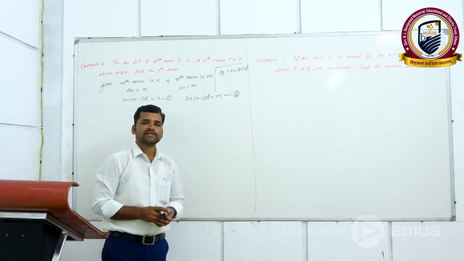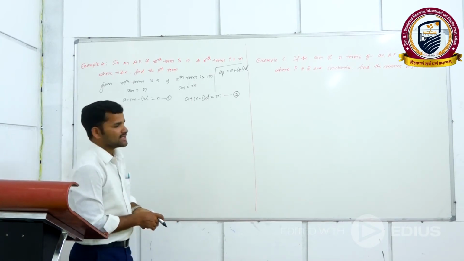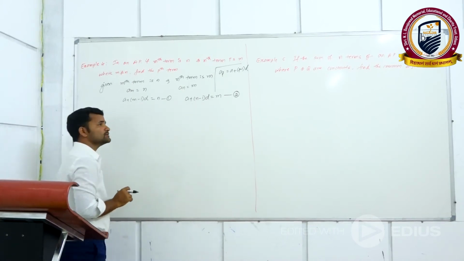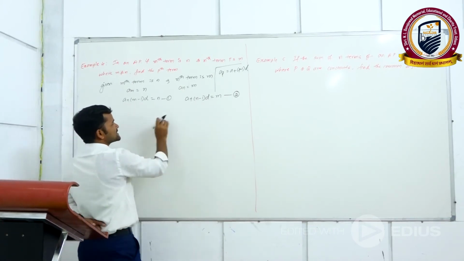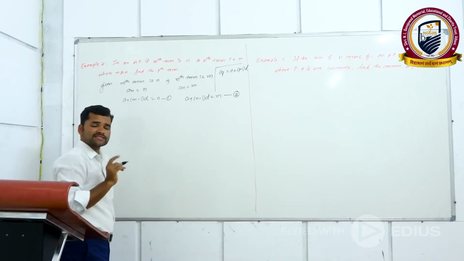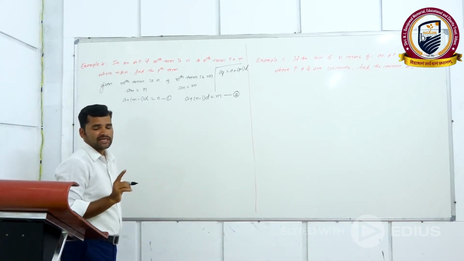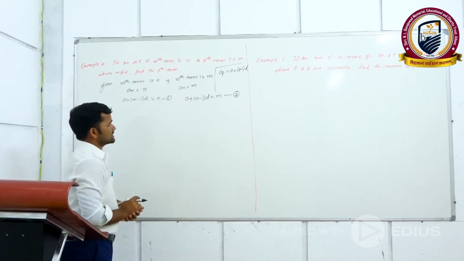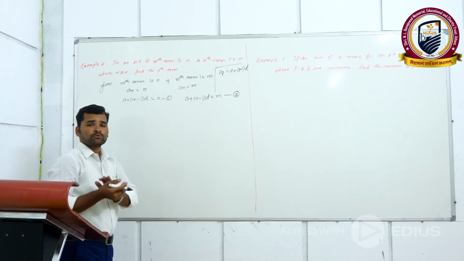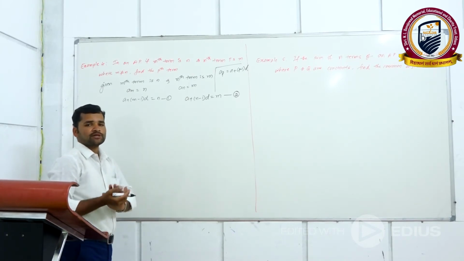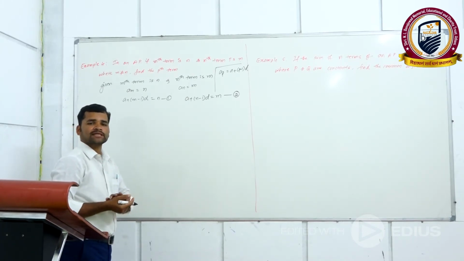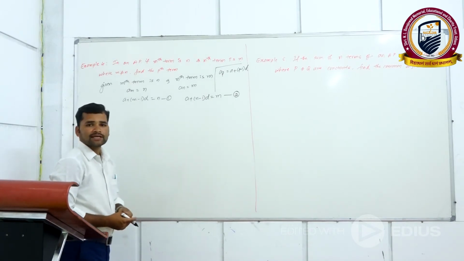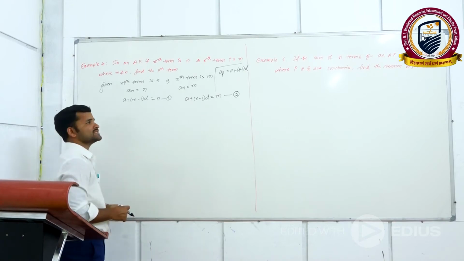Once we solve these two, we can easily get a and d. To solve equation 1 and 2, what to do? You observe the a coefficients. The a coefficients are the same here, that is nothing but 1. Suppose we take equation 1 minus equation 2, then a gets cancelled easily. So we can calculate d easily.